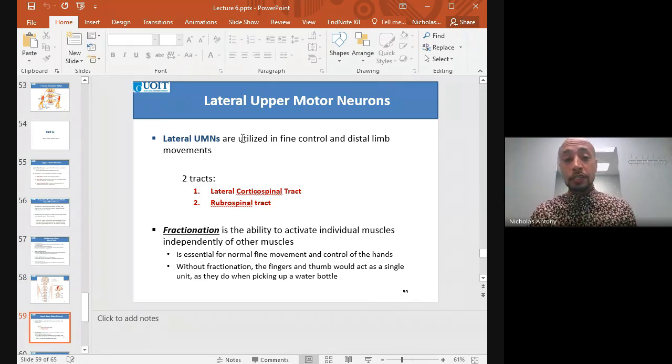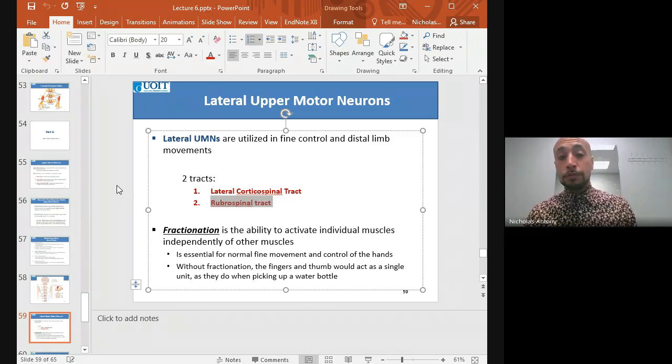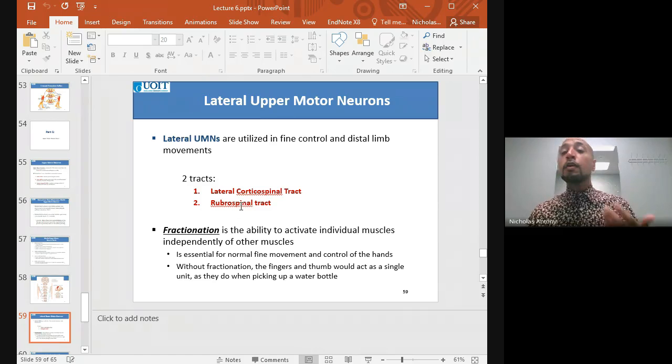There are two main tracts. There's the lateral corticospinal tract, which is the largest tract of the motor tracts. And then we also have the rubrospinal tract, which is not really utilized in humans. So two different tracts, and they are responsible for fine control of our muscles. That's called fractionation. Our ability to do fine control with our hands and our face and our limbs is through selectively activating individual muscles, or fractionating our activation of individual muscles. That's called fractionation.